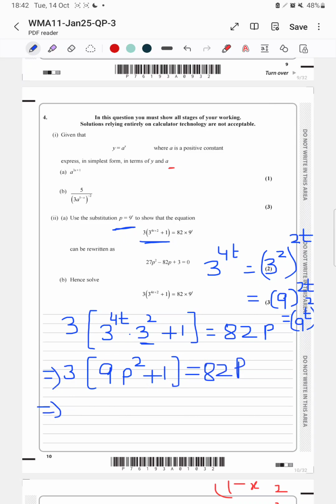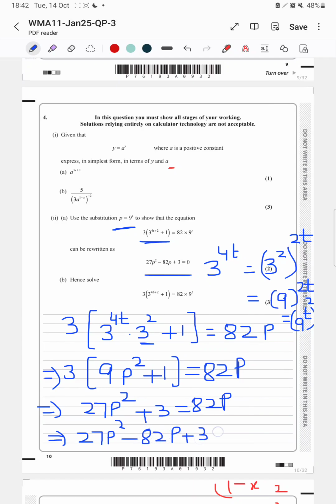Then I will open the bracket. So 3 times 9 is 27, so 27p squared plus 3 is equal to 82p. Because I have to prove this equal to 0, I will bring all the terms to one side, and then it is going to be this expression equal to 0. So we have done this second part. This is the second question, part A. Mention which question you are doing. It should be very clear.